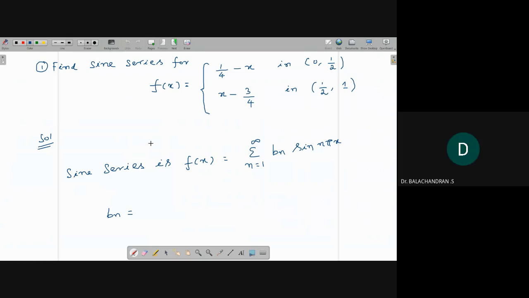So today the first problem is find sine series for the function. Please write f of x is equal to 1 by 4 minus x in the interval 0 comma half, x minus 3 by 4 in the interval 1 by 2 comma 1.